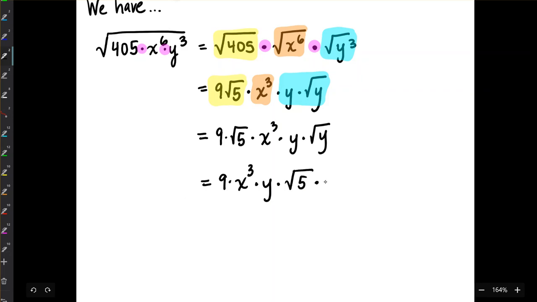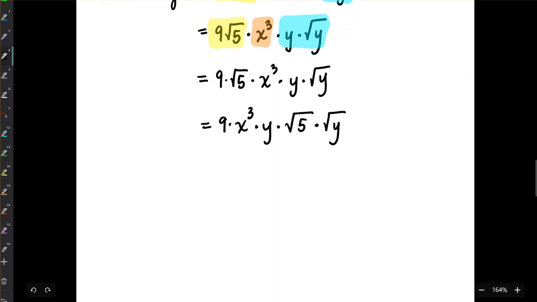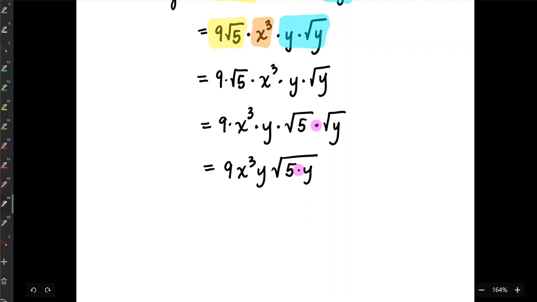But the square root of 5 times the square root of y, I'm going to now use that product property in reverse. The square root of 5 times the square root of y is the square root of 5 times y. Right? Just right here. And that's typically done. The things that can't be pulled out, that aren't perfect squares, are left underneath the radical.